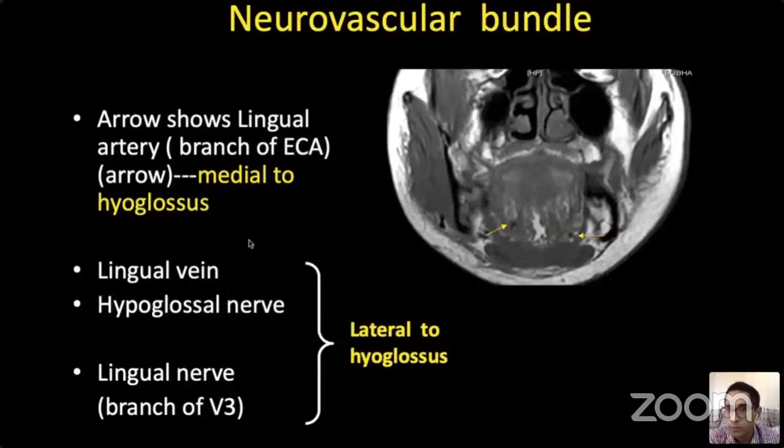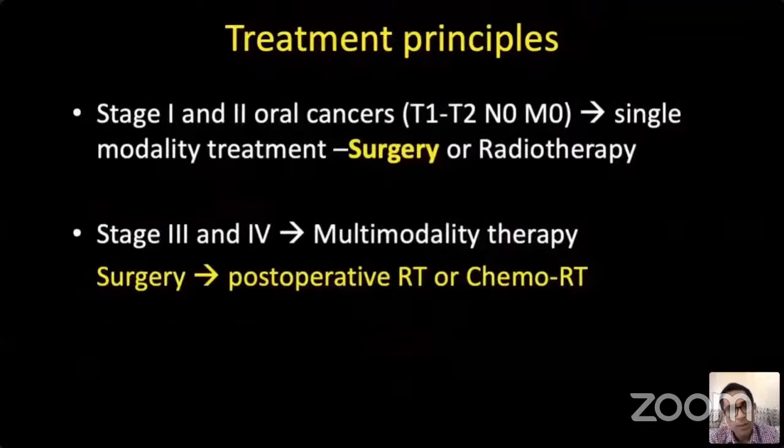How do you identify where the lingual nerve is? The lingual nerve and the hypoglossal nerve lie lateral to the hyoglossus muscle. So the lateral one is the hyoglossus muscle, and lateral to it is the lingual nerve, and the hyoglossus muscle to this flow void.